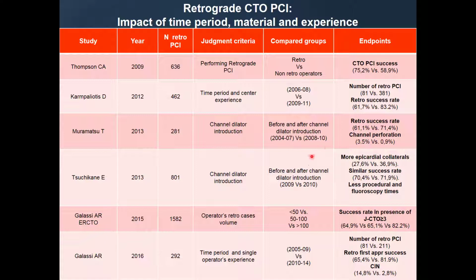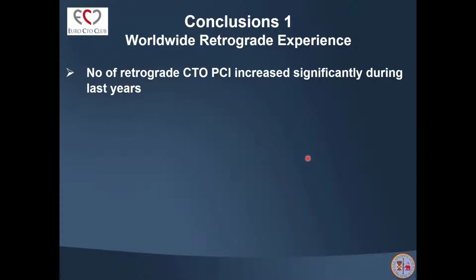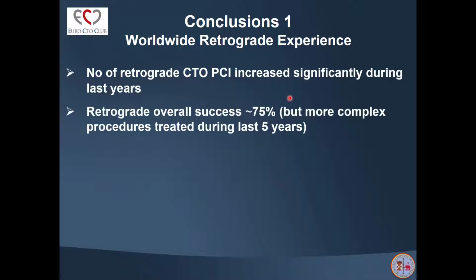And in conclusion, I would say that the number of retrograde CTO PCI is increasing significantly during the last 5 years. And we can say that overall success is around 75%, but this is because we are treating especially situations that are not able to be assessed and recanalized by an antegrade approach. So this means that this 10%, less than 85%, is due to this problem. Retrograde may be used as first-line strategy and is more and more widely used, especially when you have a very good, favorable collateral circulation, and other criteria.